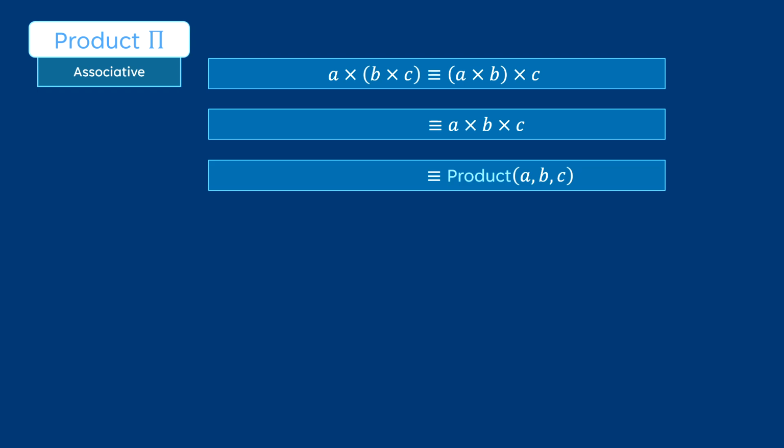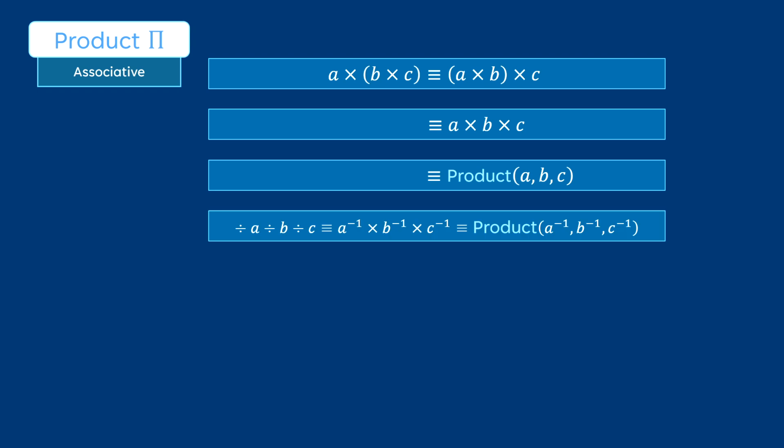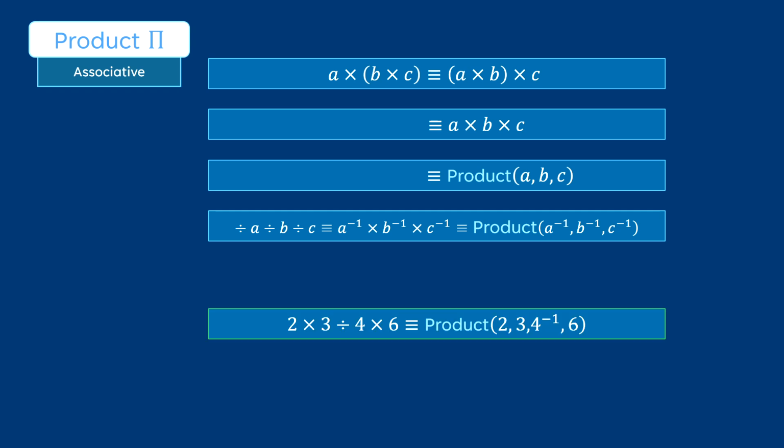And again, we can include inverses if you really want to. So that does mean that technically a fraction is a product. A quotient is a product. It's just a product with its inverse. Okay. So what would that mean for this example here? It would mean that 2 times 3 divided by 4 times 6 is just the product of those 4 values there.